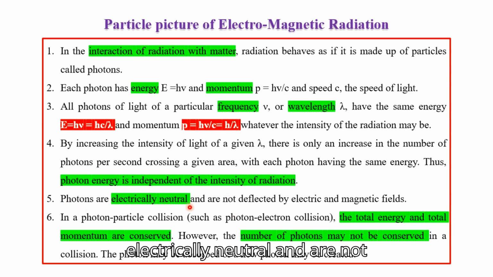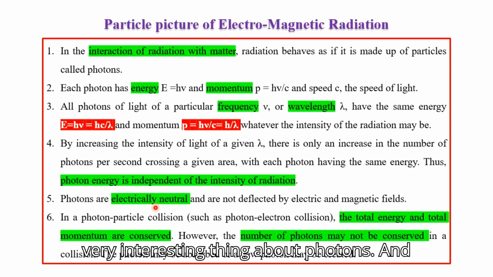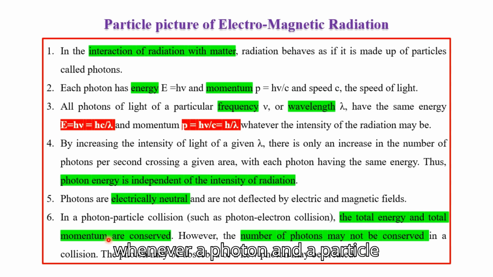Photons are electrically neutral and are not deflected by electric and magnetic fields. This was also a very interesting thing about photons. And whenever a photon and a particle collide, the total energy and total momentum are conserved. These are like basic laws. And the number of photons may not be conserved.